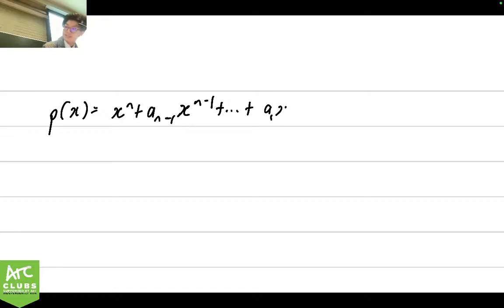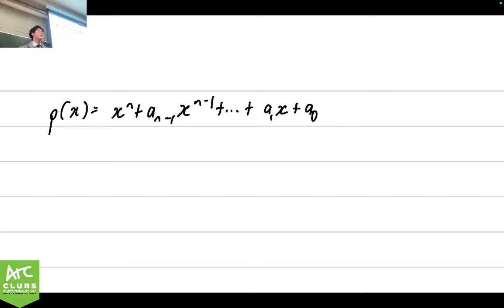And so, with that, what we have is p(x) equaling x^n plus a_{n-1} x^{n-1}, all the way to plus a_1 x plus a_0.